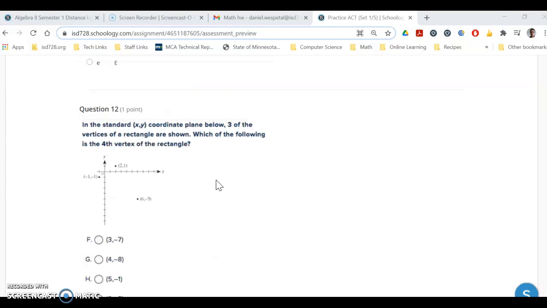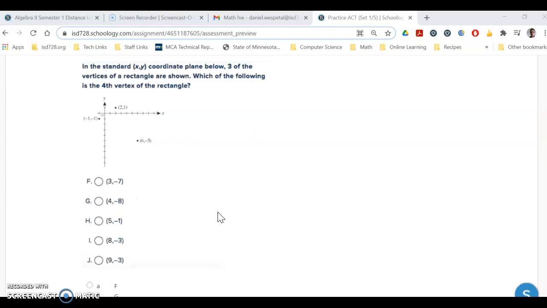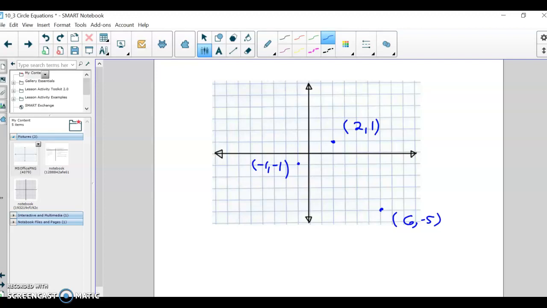All right, this is the ACT assignment, question number 12 about a rectangle in the coordinate plane, and we want the fourth vertex of the rectangle. So I think this is one that's really, really good to do visually. Like on a test, if I was in trouble, I would try to sketch it out on paper. I've got to make a rectangle, and I've got 3 of the points.